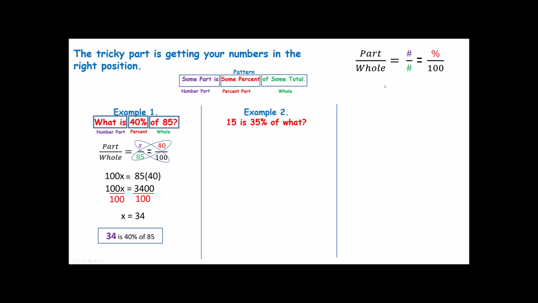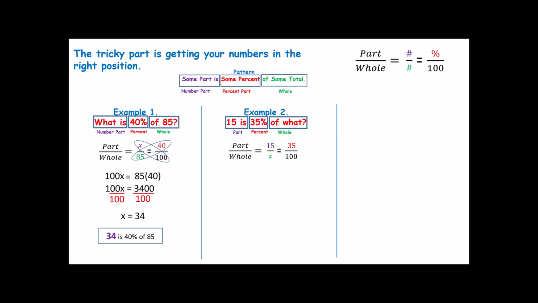Here's one for you. If you feel pretty comfortable finding your parts and wholes, I'd recommend that you pause the video, try this on your own, and then restart the video to see if what you did matches what I'm doing. I'm going to go ahead and assume that if you wanted to do that, you did, and I'm going to keep right on rolling here. Notice 15 is, that's my number part, 35%, that's my percent, of what? That's my whole. So when I go to set up my proportion, the number part is 15, the percent is 35, and the whole is my unknown. Notice that of goes with my whole. That's how I was able to identify it, and so I'm color coding that green.